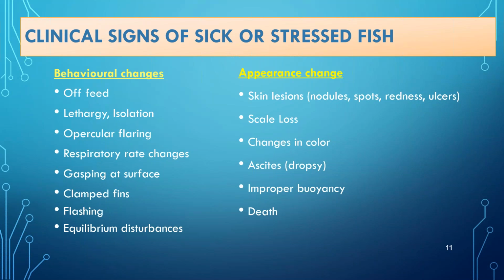And about the appearance changes, there may be skin lesions, nodules, spots, redness, ulcers, necrosis. There may be scale loss. Changes in color, either dark or pale coloration, ascites, that is dropsy, the accumulation of fluid in the peritoneal cavity, followed by improper buoyancy, that is, a loss in its equilibrium resulting in improper buoyancy, then followed by death.